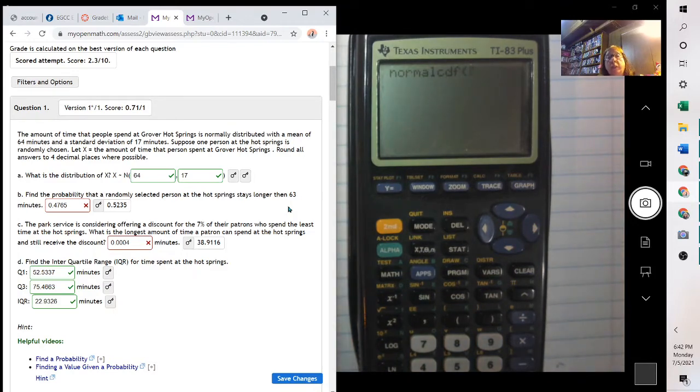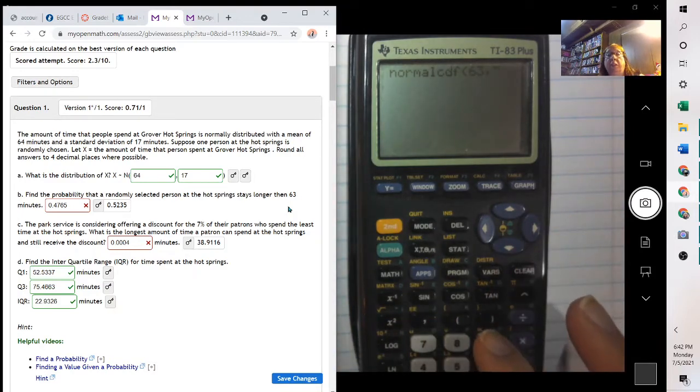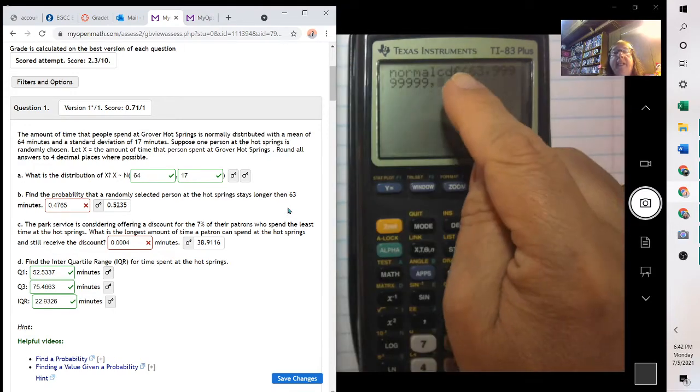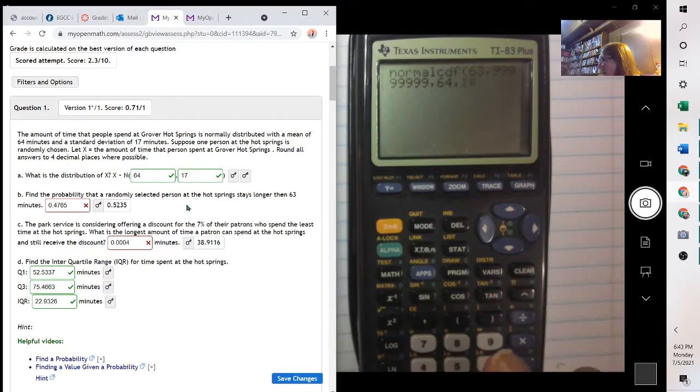Well, we want more than 63. We don't necessarily have a highest value. So what you do is use 63 and then a really large number, 9999999, comma. And if you were going below, then you would put negative 99999 and then your value. Then you want your mean and your standard deviation, which are 64 and 17. And then hit enter. And part B, 0.5235.